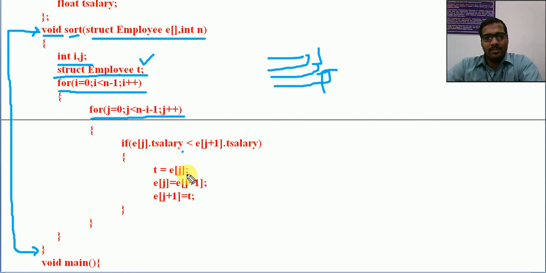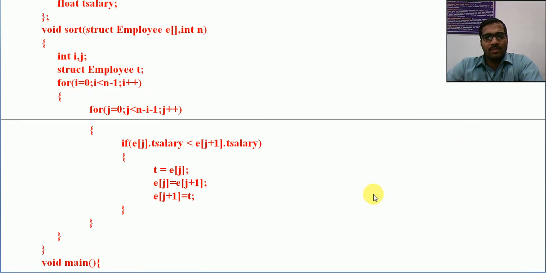If that is the case, what is to be done? A swapping. t = e[j], that is why we are using this t. e[j] = e[j+1]. e[j+1] = t. Then the loops end, the iterations, all the phases are finished, and finally this array will actually be in sorted order, in the descending order.